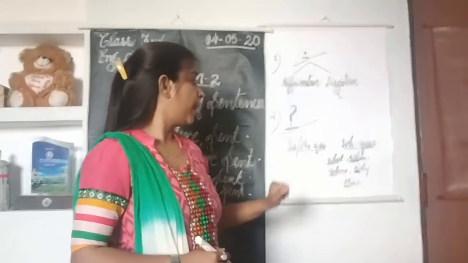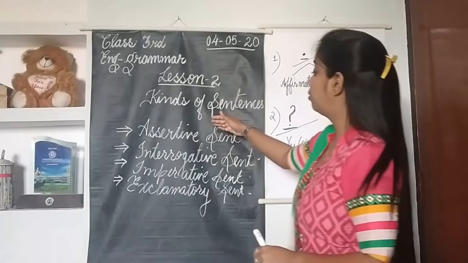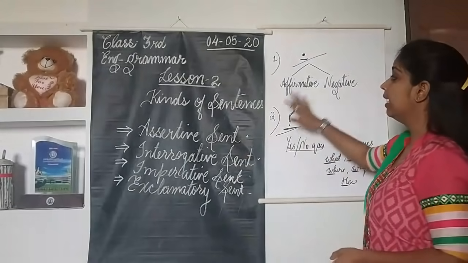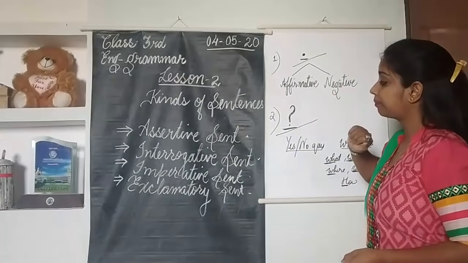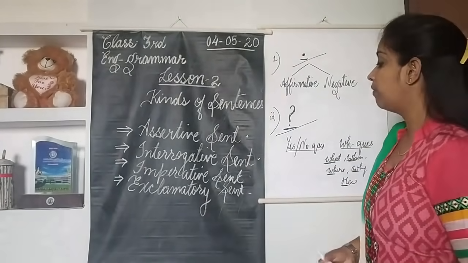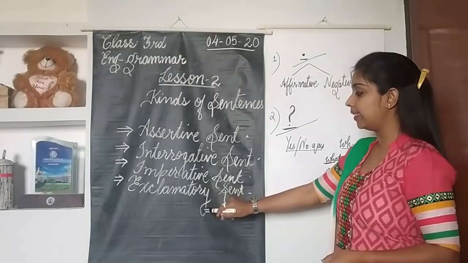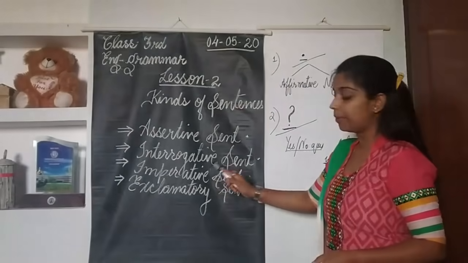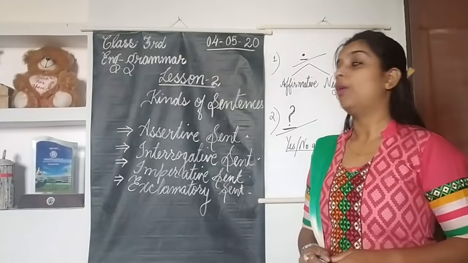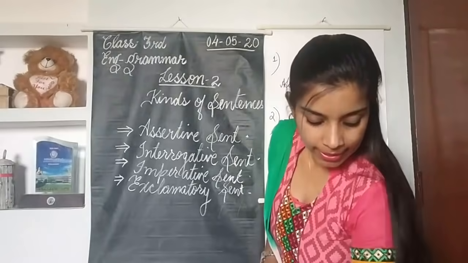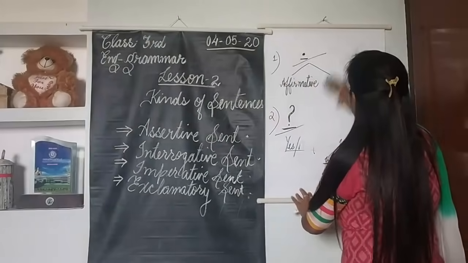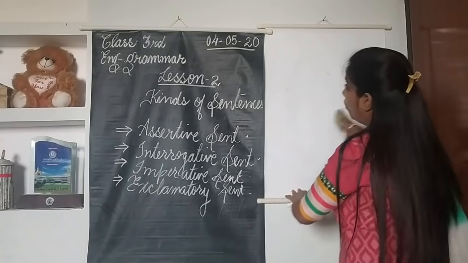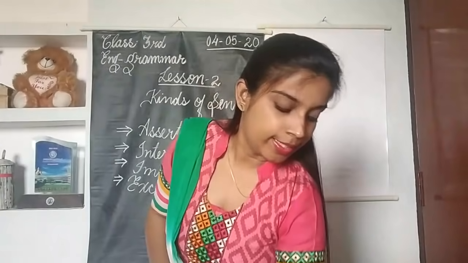I hope now these two kinds of sentences, assertive sentence and interrogative sentence, are clear to you all. Now today I'll start with the next kind of sentence, that is the imperative sentence, the third kind. Now, what are imperative sentences?